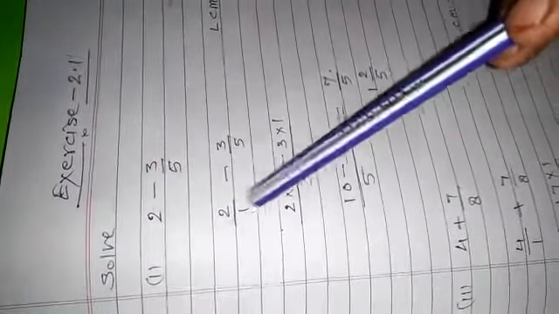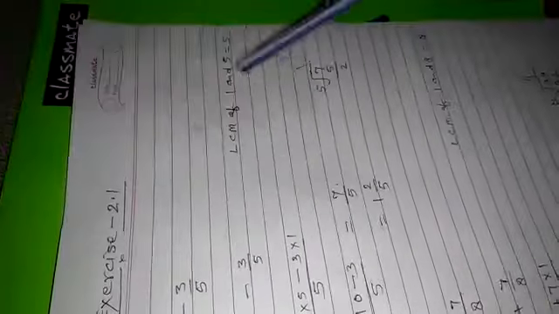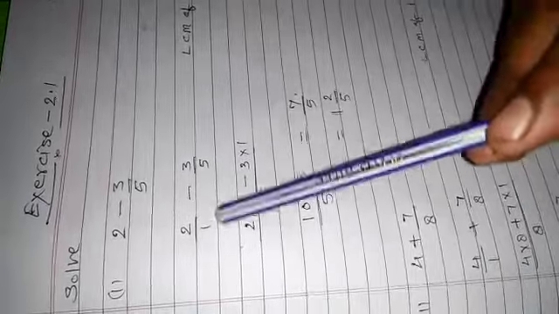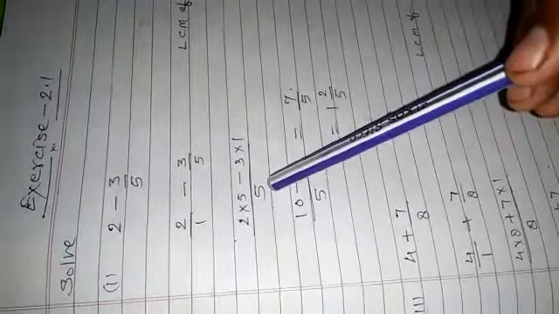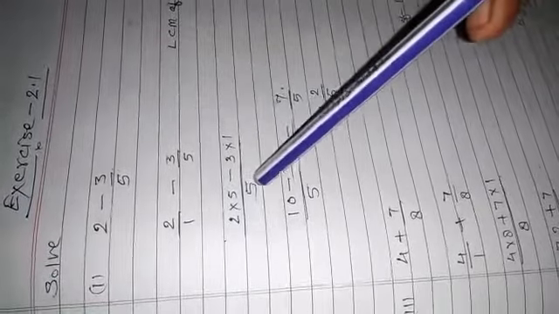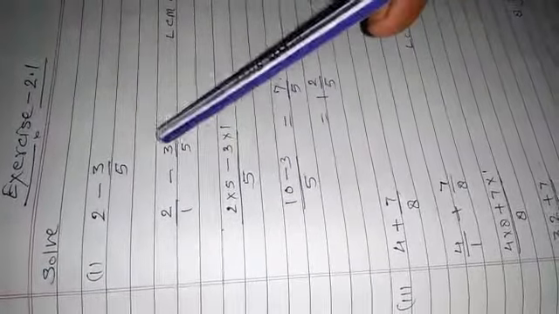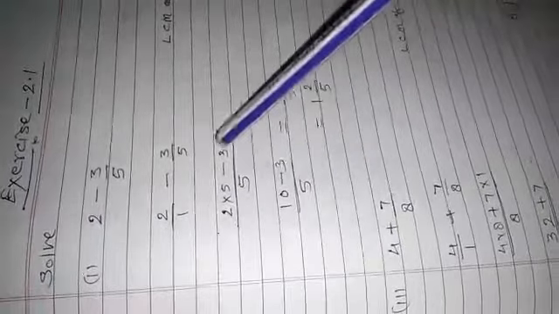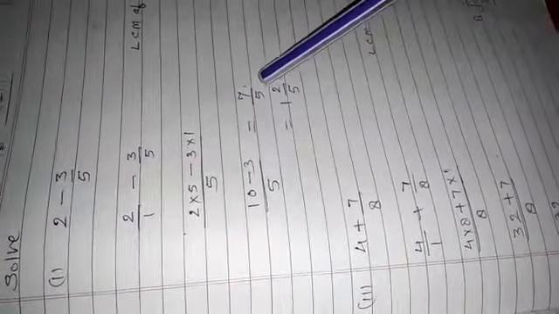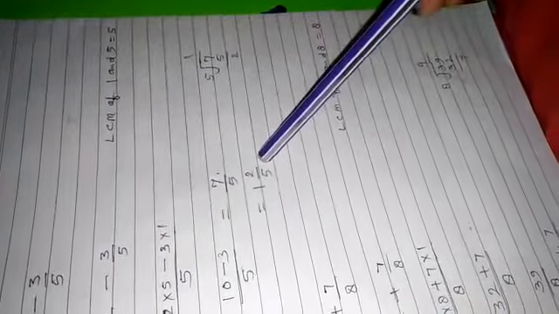Write 2 as a fraction, 2 by 1 minus 3 by 5. Denominators 1 and 5, LCM of 1 and 5 is 5. Take LCM 5 and divide it by denominator 1: 1 five is 5, so multiply 5 with the numerator, 2 into 5, minus. Divide LCM by denominator 5: 5 one time, multiply 1 by 3 is 3. 2 fives are 10, minus 3, 10 minus 3 is 7 by 5. We can change it into a mixed fraction because it is an improper fraction, so divide 7 by 5: 1 whole, 2 by 5.